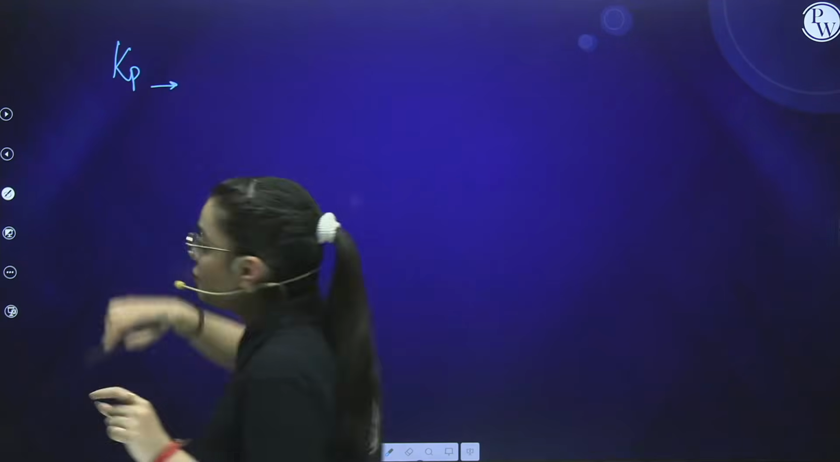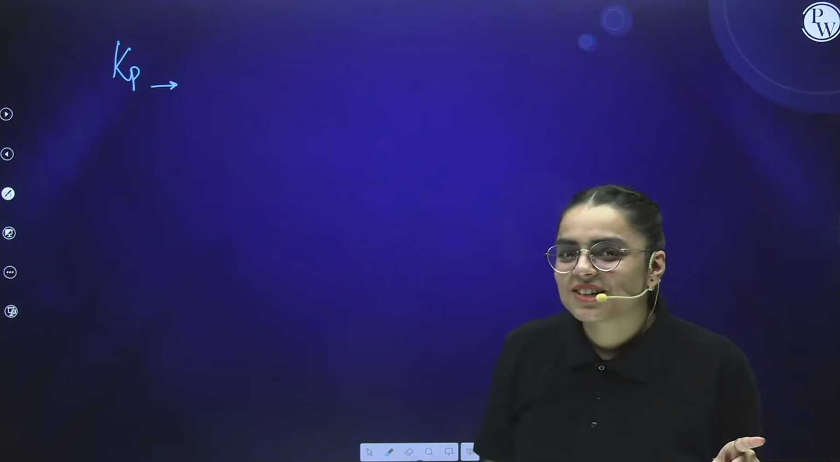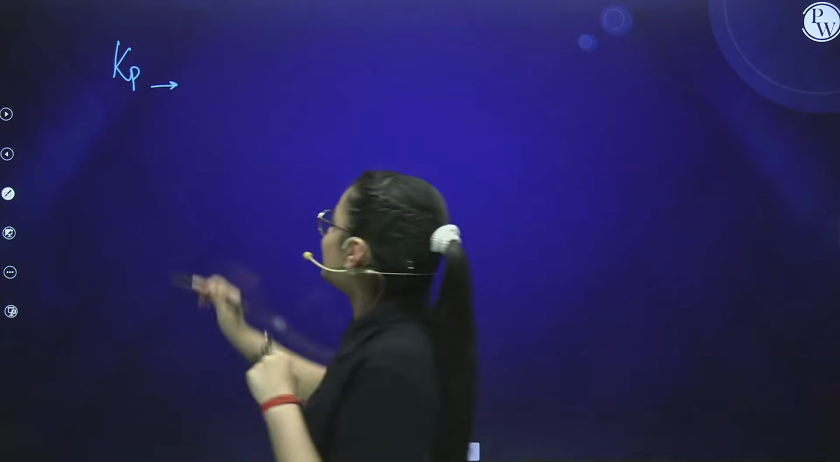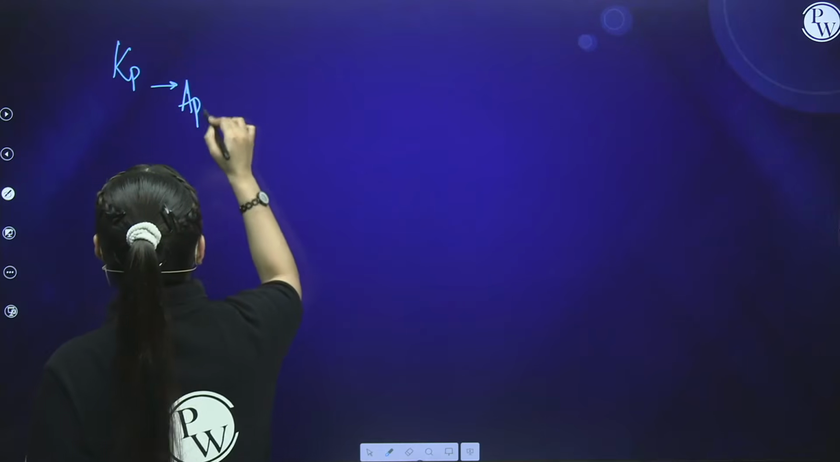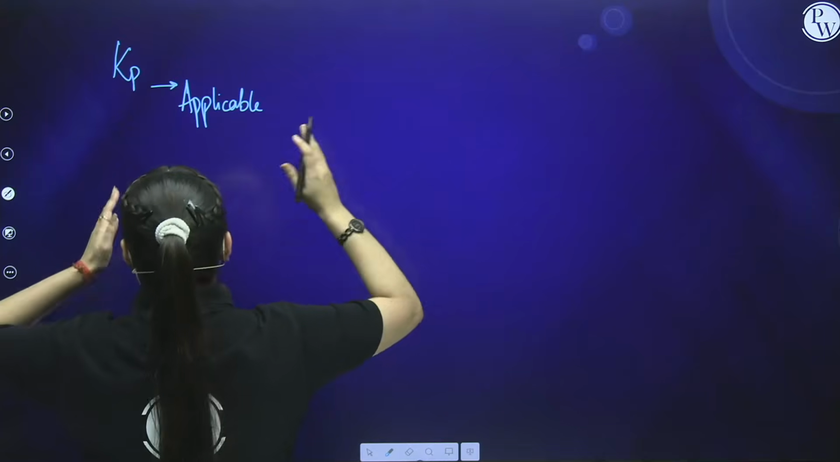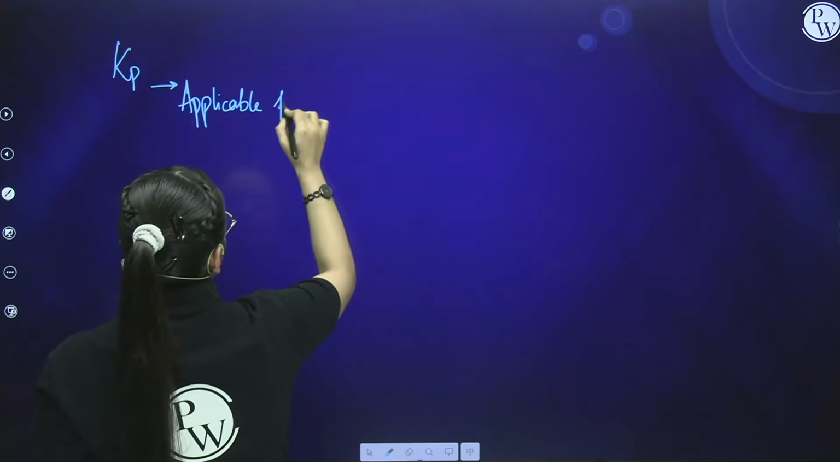And yes, whenever you are going to get a solid, the active mass is going to be unity. Remember? Good. This is applicable for solids. You have to take unity. I am just mentioning this so that you can't forget this point. Kp is for gases.